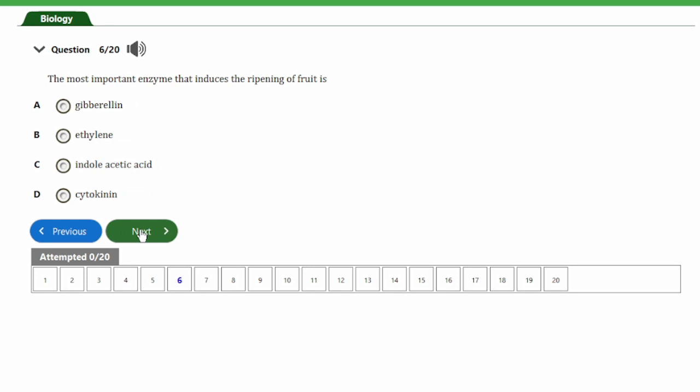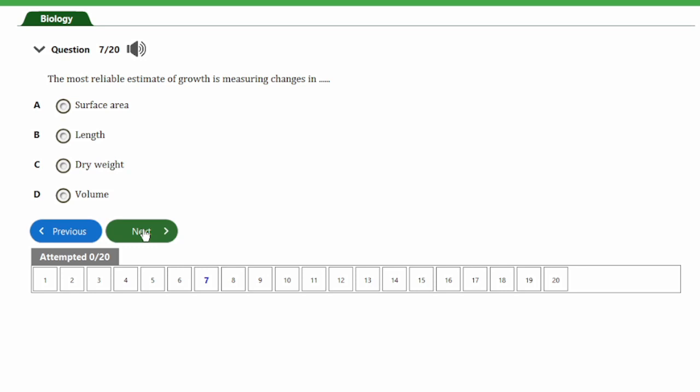So let's look at the next question. That's question number 6. It says, the most important enzyme that induces the ripening of fruits is A, gibberellins, B, ethylene, C, indole acetic acid, and D, cytokinin. The answer to this question is ethylene. Ethylene gas is used commercially to ripen fruits like tomatoes, bananas, pears, and the rest. It's also worthy of note that ethylene can be explosive if it reaches high concentration, so it has to be used cautiously.